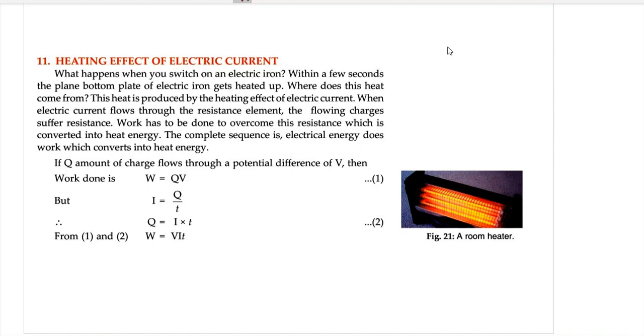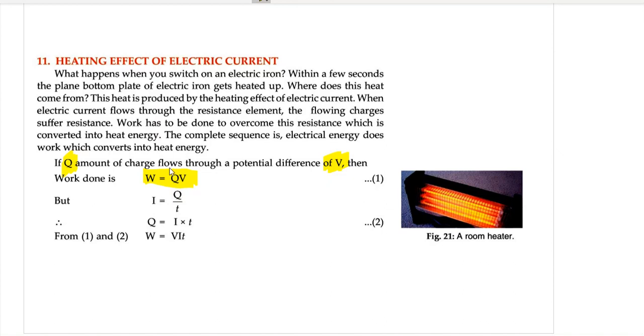So here we will derive a formula for finding the heat energy which is produced when a current flows through a conductor. Let's see how it is done. Suppose a Q amount of charge flows through a potential difference of V. Then work done W is equal to QV. From where did we get this formula? You remember V is equal to W by Q. So W is equal to Q multiplied by V.